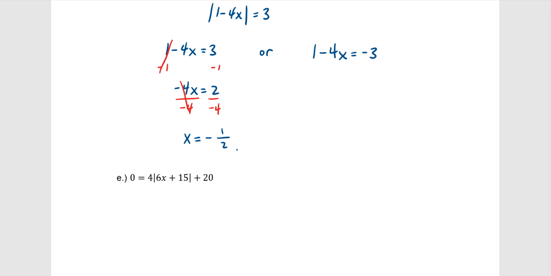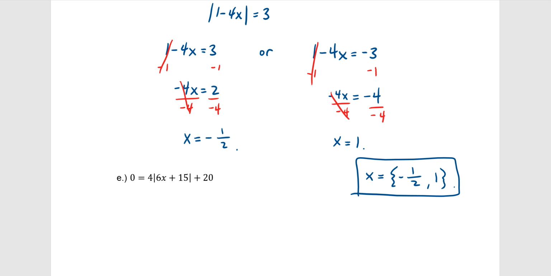And then for this one on the right, we have the same steps. We subtract this 1 on both sides. We get negative 4x equals negative 3 minus 1, which is negative 4. Divide both sides by negative 4. And we get x equals negative 4 divided by negative 4 is positive 1. So we get our two answers here: x equals negative 1/2 and x equals 1.